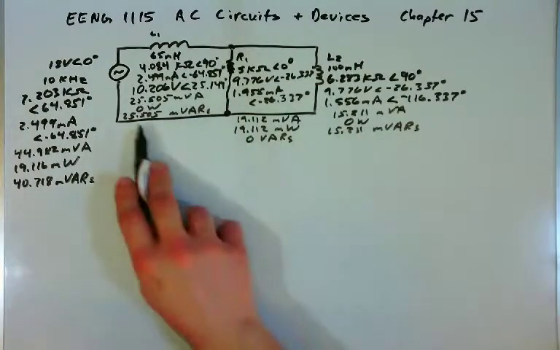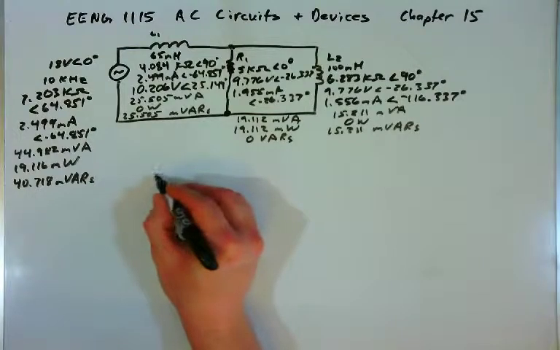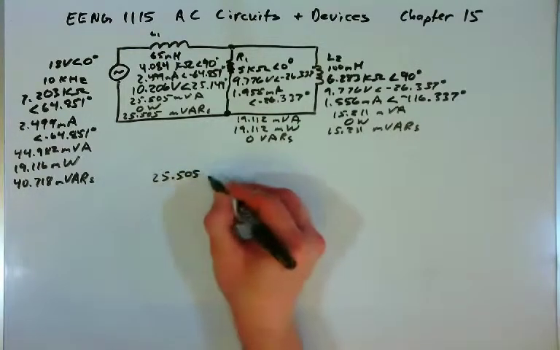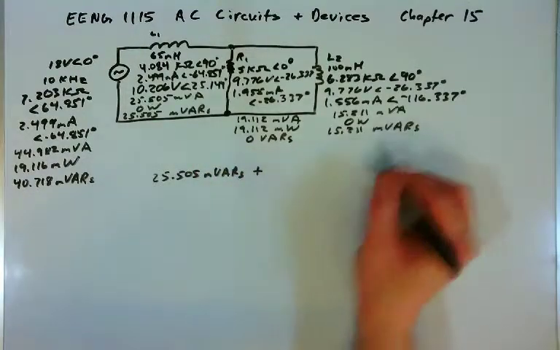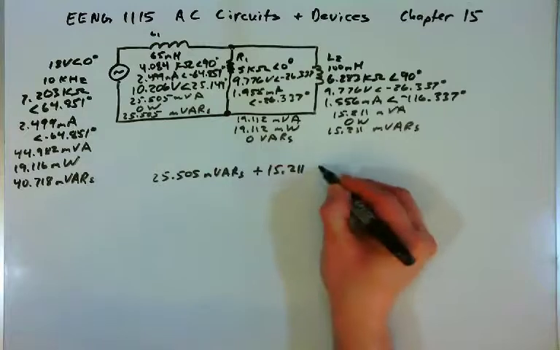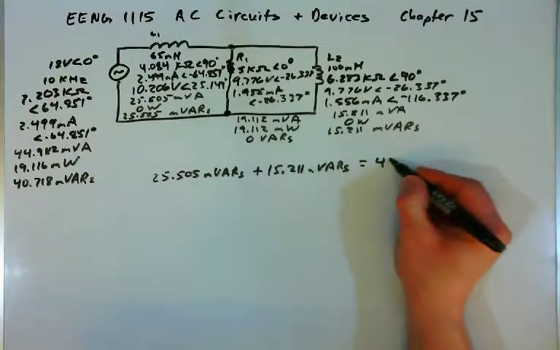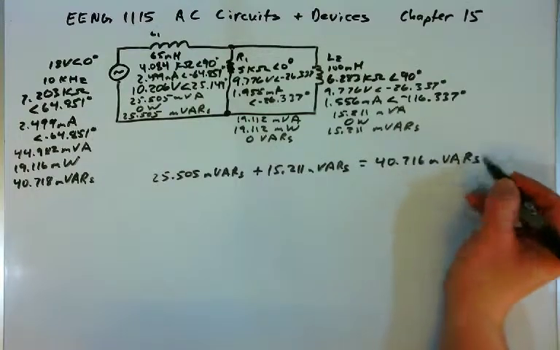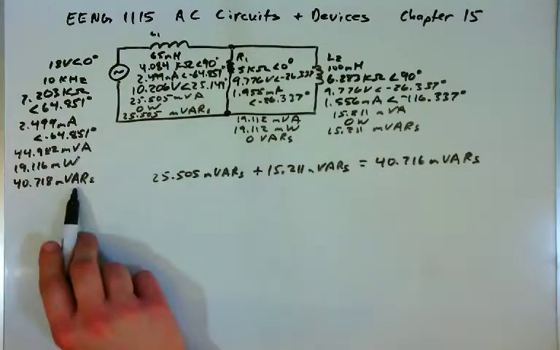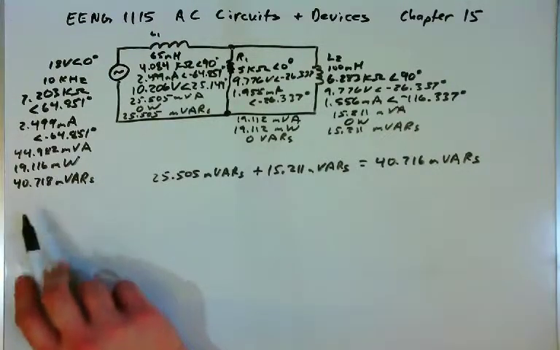Now the volt amps reactive, we had two components, L1 and L2, that have volt amps reactive. We had 25.505 millivolt amps reactive for L1, and if we add to that the 15.211 millivolt amps reactive for L2, we're going to get 40.716 millivars. And so you can see that the sum of the vars of the circuit is very close to what we had for the total vars of the circuit.